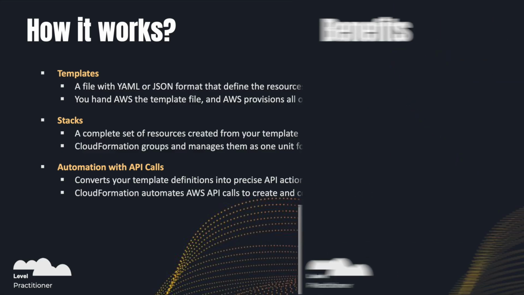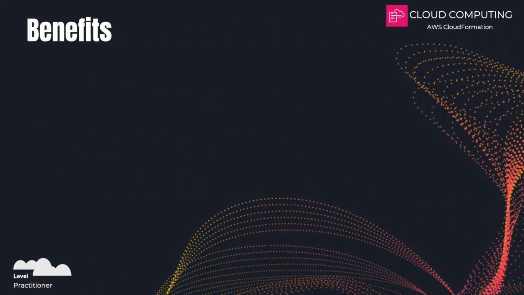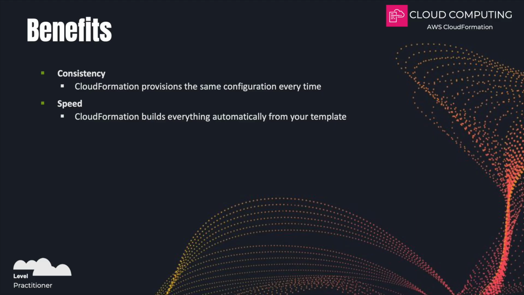To wrap things up, let's quickly summarize the main benefits of CloudFormation and IAC. The first benefit is consistency. When you use the same template, CloudFormation provisions the same configuration every time, whether it's development, testing, or production. So you don't end up with the slight differences across environments that can cause unexpected bugs. Next is speed. Instead of manually creating servers, networks, or storage through the console, CloudFormation builds everything automatically from your template. This obviously cuts down setup time from hours of clicking to just a few minutes of deployment.